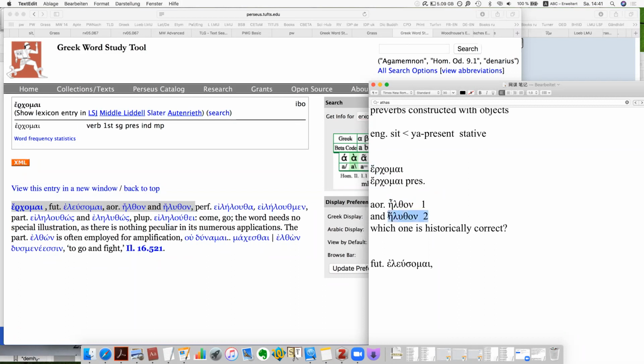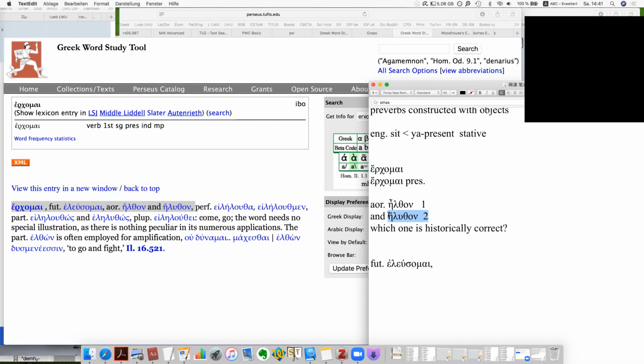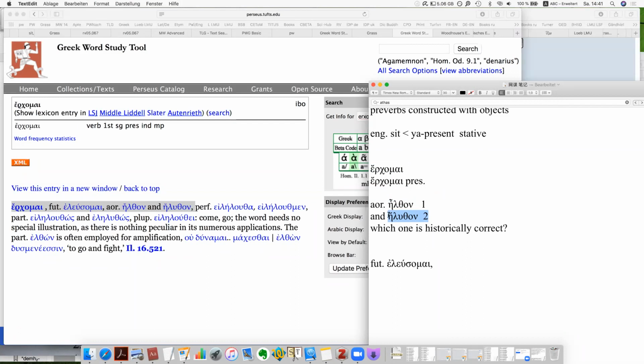Okay, second one. Is there any other possibility? First one, okay. I think more people choose the first one. Okay, second one. This one is correct. Okay, why? Let's check the dictionary.